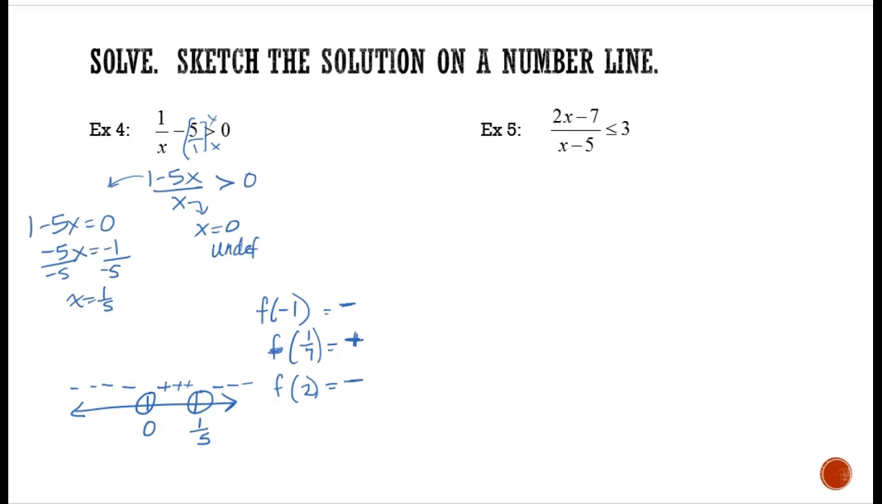Okay. Now what is my inequality asking me for? It's asking for greater than 0. That is, if it's greater than 0, that means positive. So I want the region where it's positive, so that's in between these two guys. All right? So I write my interval notation, 0 to 1/5.